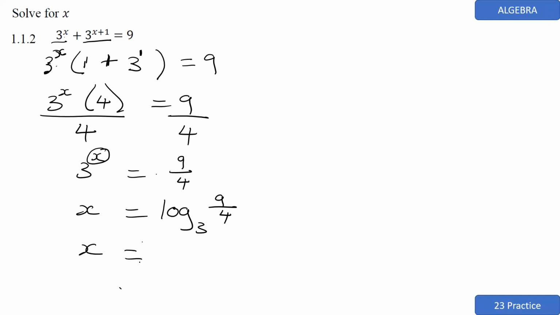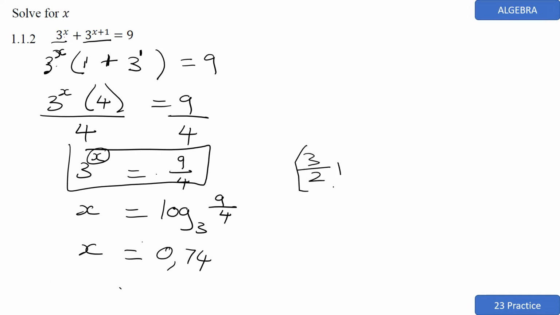Can I have an answer, please? 0.74. 0.74. So how did you get the half? So I just made the bases equal. And how then did you make the bases equal? I made 9 into 3 squared, and then ended up with x plus 1 equals... So 9 over 4 is 3 over 2 squared. Can you see that? You still can't make it the same base. Yes, sir. You got it? Yes, sir.